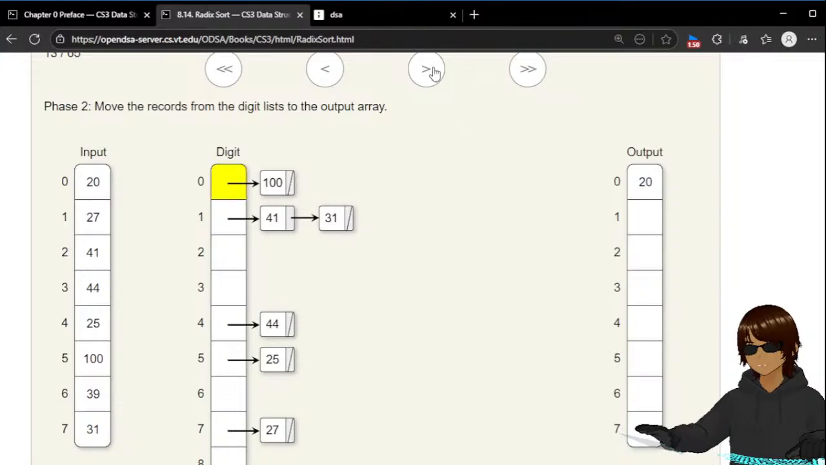Okay. Wait, what? 100? Shouldn't it be this? Oh no, this is the last step.